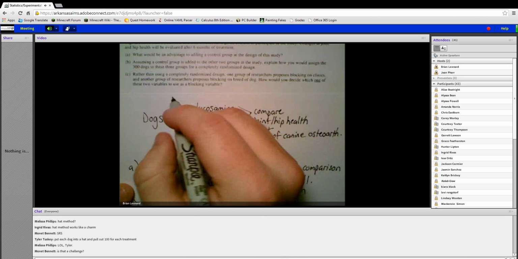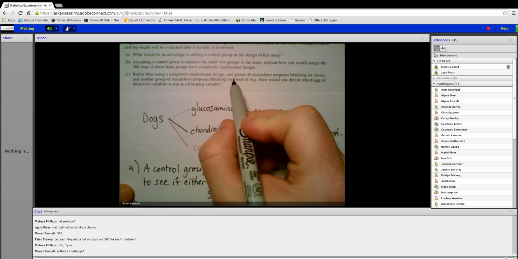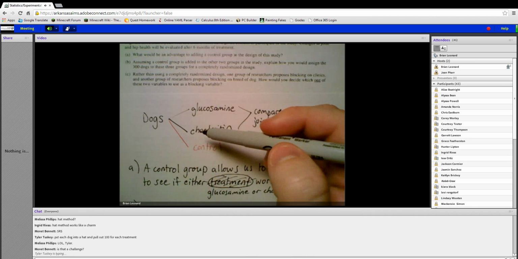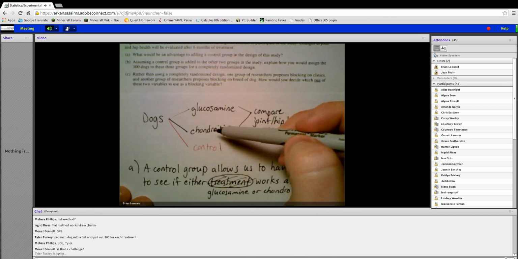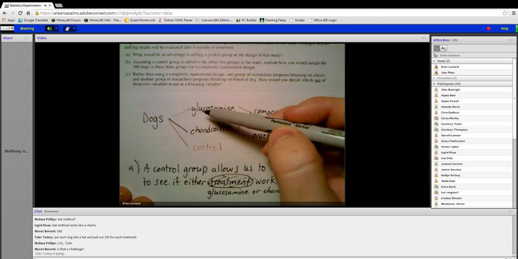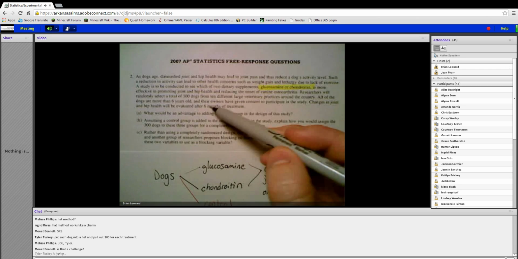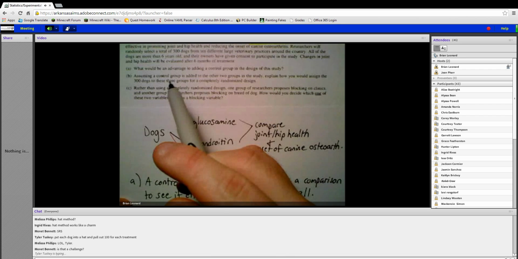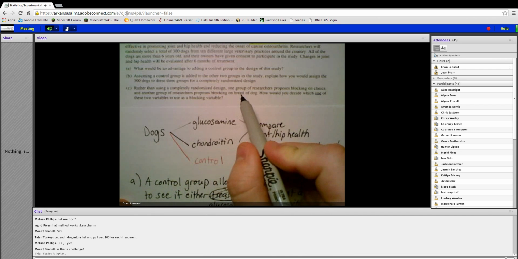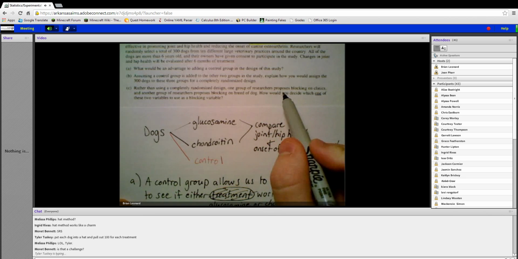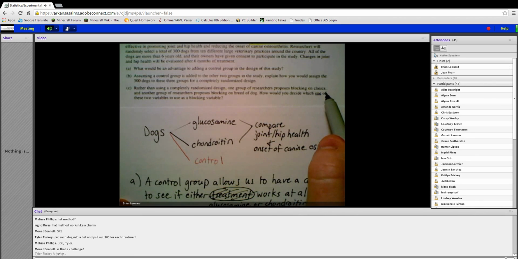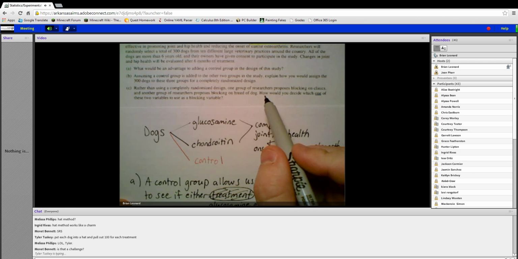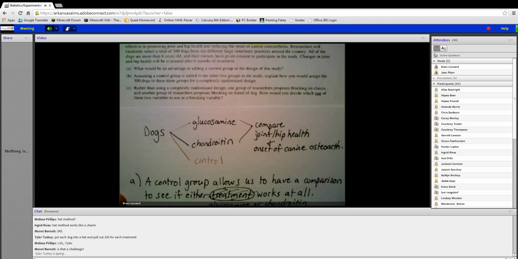Let's go to letter C real quick. Rather than using a completely randomized design, so they're scrapping this idea. Again, you see where the picture helps? When you have the picture here, you can always go back to the picture instead of going back to all the words, which we kind of get lost in. So rather than using a completely randomized design, one group of researchers proposes blocking on clinics, and another group proposes blocking on breed of dog. How would you decide which one's a better blocking?